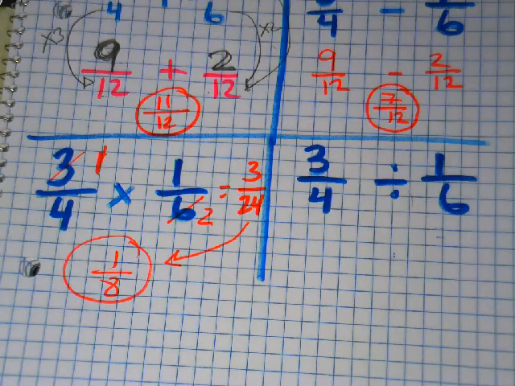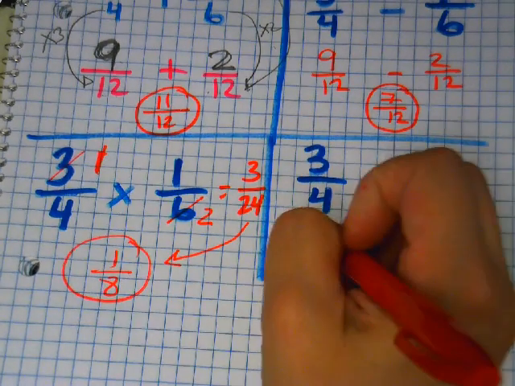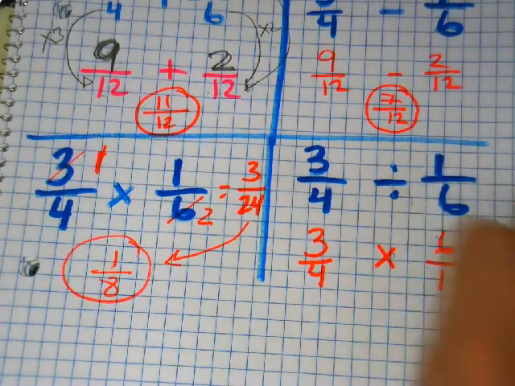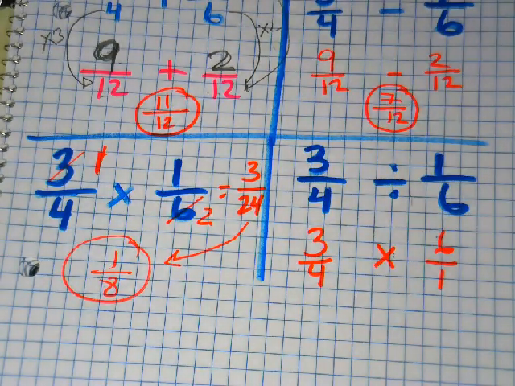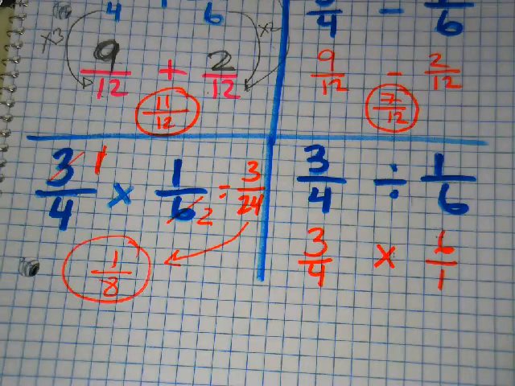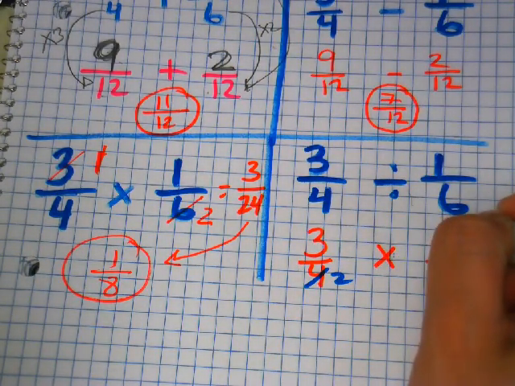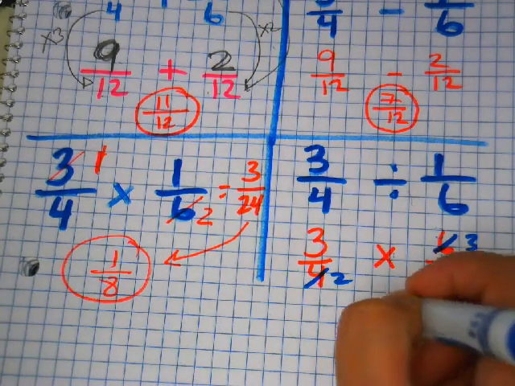All right. Keep, change, flip. Will I get 1/8? Nope. 3/4 times 6/1. If you get 18/4, you need to simplify. All right, what's the simplified answer? 6? 9/2. Divided by 2 is 3. 9/2.